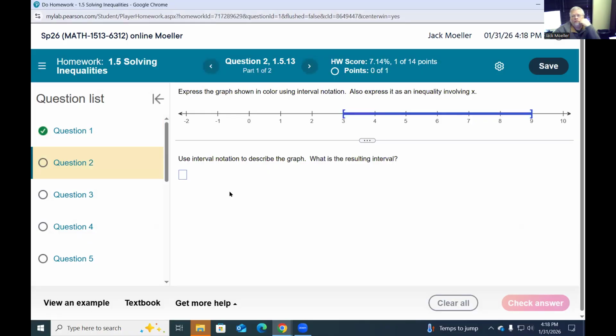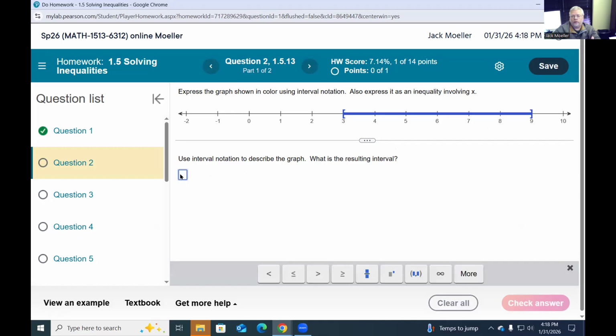So here's one, they give you the graph and they want the interval notation. So what is the resulting interval? Remember, interval notation is how far left, how far right. So we start on +3 on the left, we go to +9 on the right. How do we enter this answer?